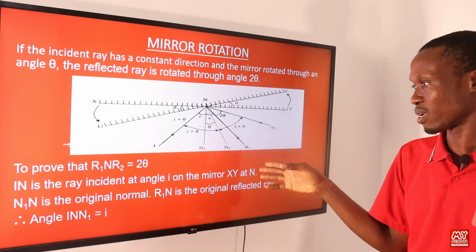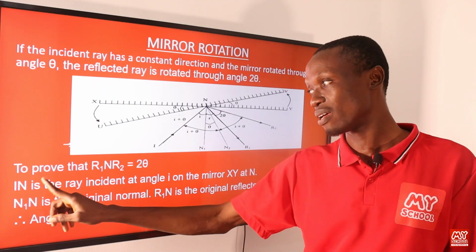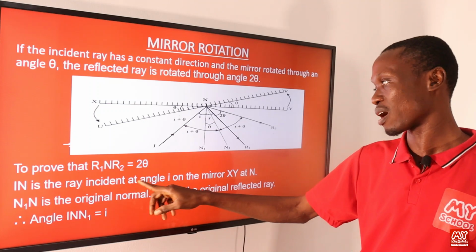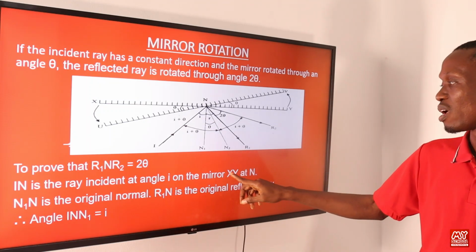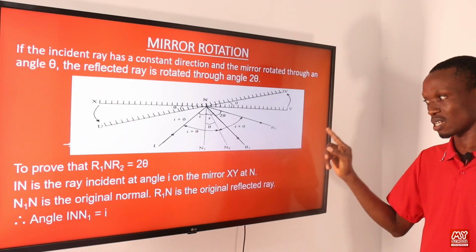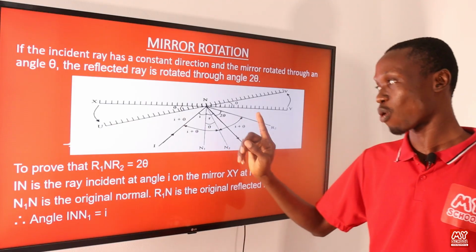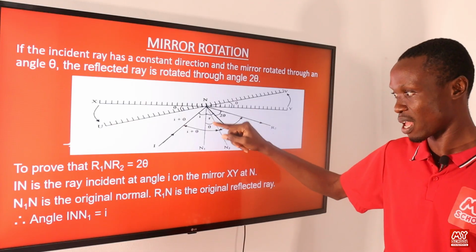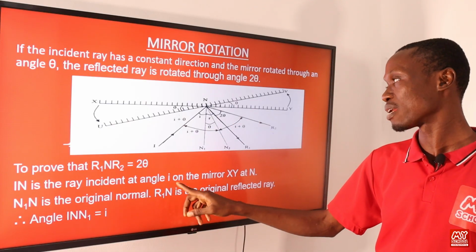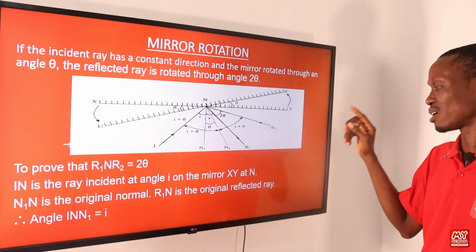Okay, so let's go ahead and describe this. IN is the incident ray at angle i on the mirror SY, which is the initial position of the mirror before it was rotated at N. So N1N is the original normal, which is what I've shown us, which is here. Then arrow 1N is the original reflected ray.